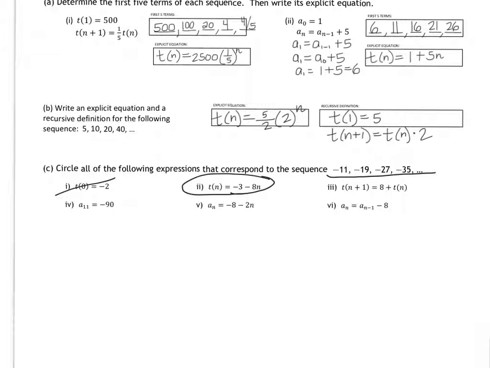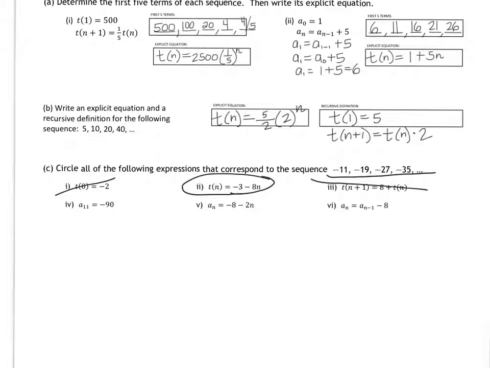Number 3 is a recursive equation telling us that t of n plus 1, the next term, is equal to 8 plus the current term. Since we knew that we were actually subtracting 8, not adding 8, this would be incorrect.